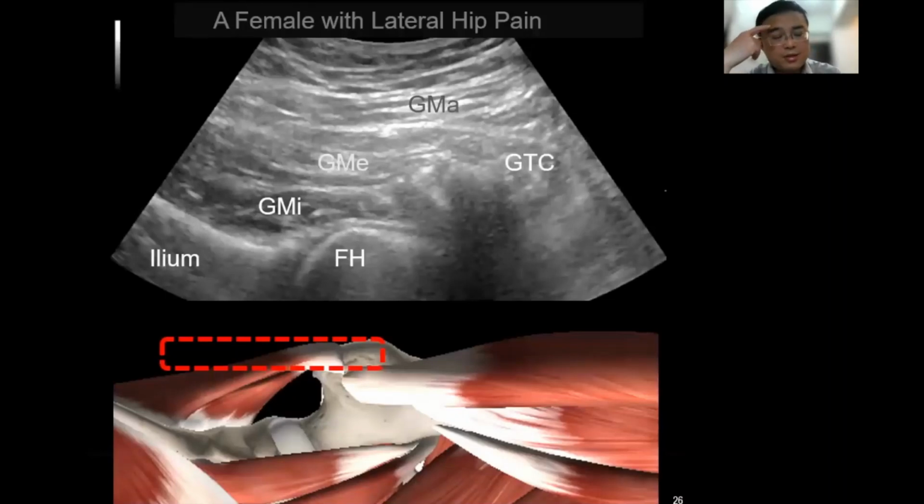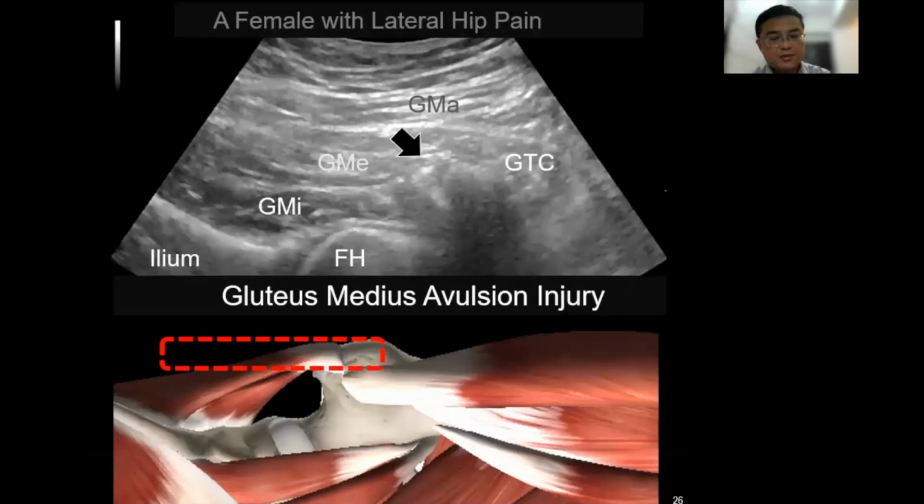So another case complains of lateral hip pain. Actually, in patients with pain over the greater trochanteric region, the most possible lesion would be a problem of the gluteus medius tendon. So here we can find the calcification at the attachment of the gluteus medius. So the patient has a gluteus medius avulsion injury, and then you can find some appearance of enthesitis.